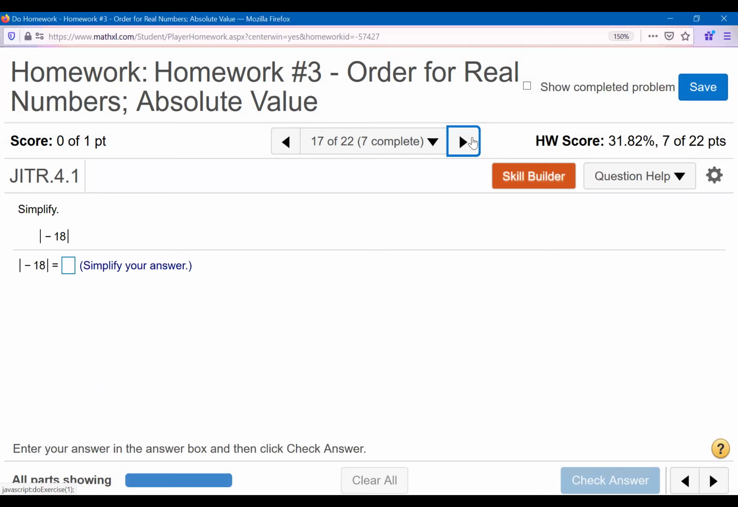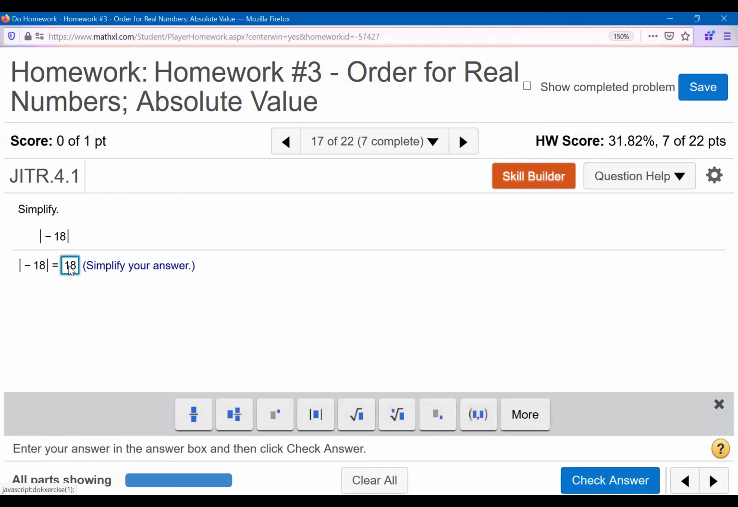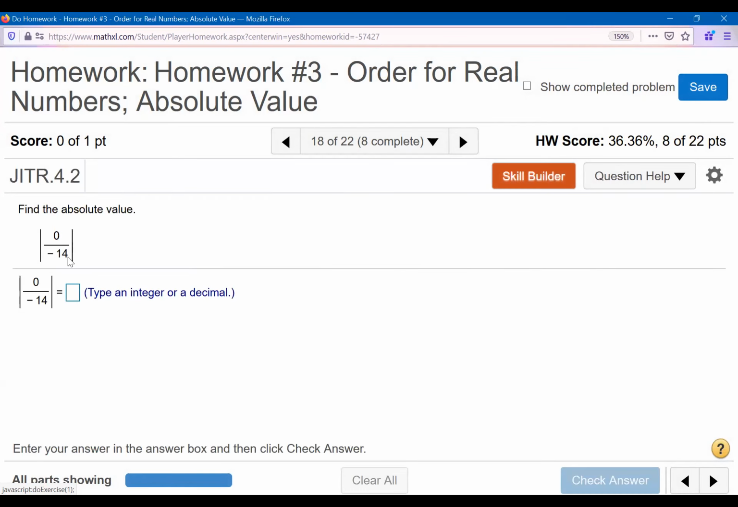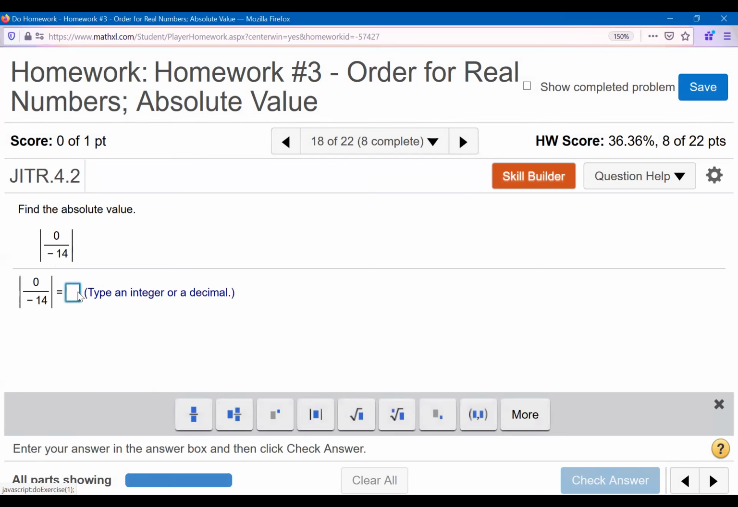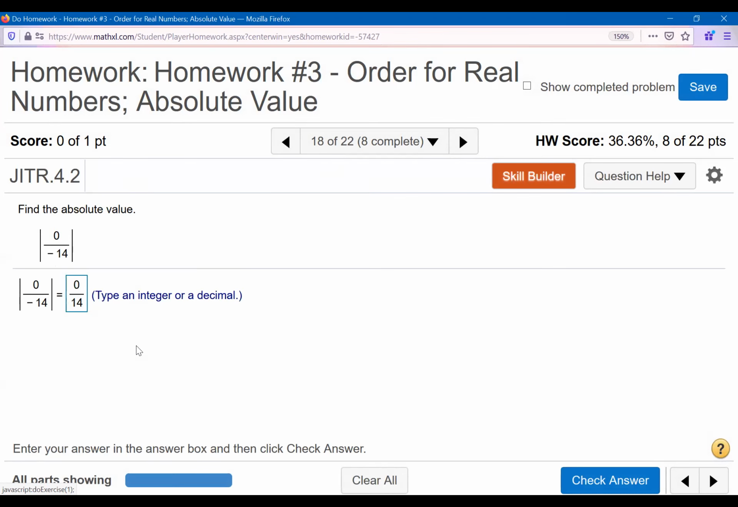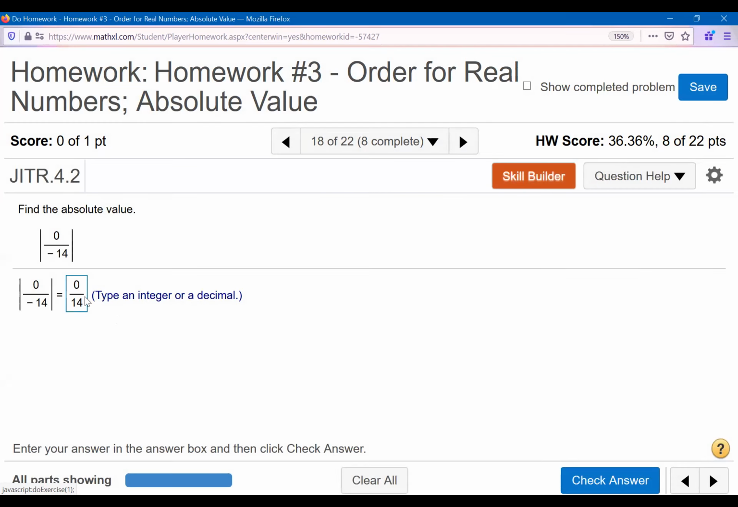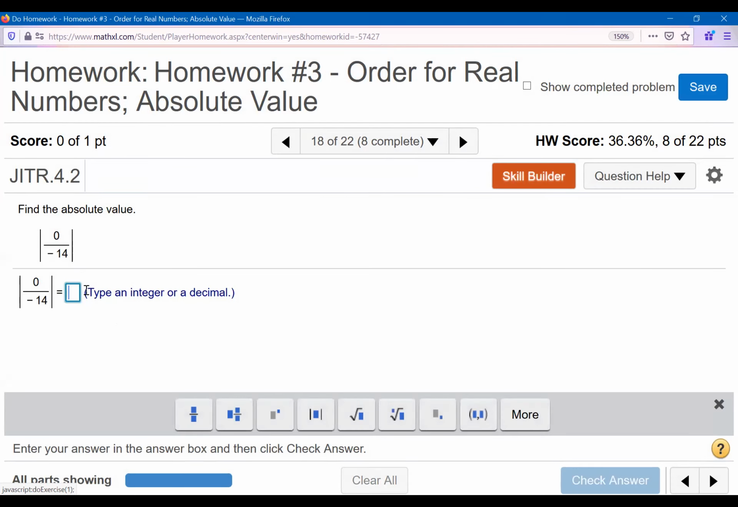All right, so the remainder of the questions deal with absolute value. These are nice and short, 17 through the end. Simplify absolute value. So the absolute value of negative 18, that's just 18. So generally, you're just going to write some positive answers here. Absolute value of 0 over negative 14. You might think that's just 0 over positive 14, but watch. It's not reduced, right? So 0 over 14, that's just 0. So the absolute value is just 0.